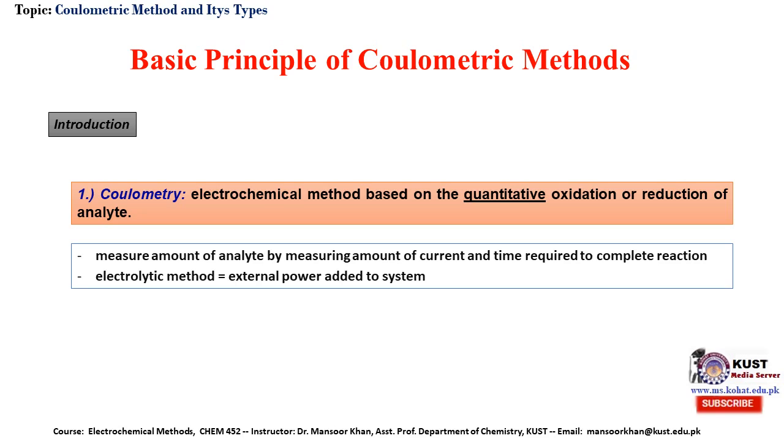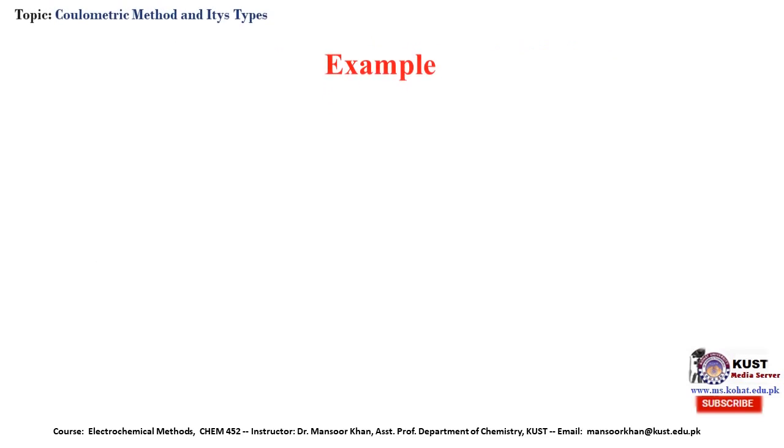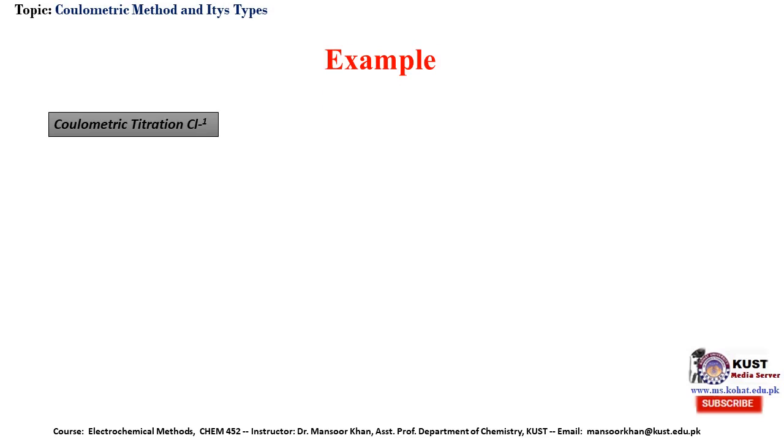An electrolytic method uses external power added to the system. So the amount of current added to the system is the basis for quantitative analysis. It means if the amount of analyte is greater, a high amount of external current will be required, and if a low amount of current is required, it means that the concentration or total amount of the analyte to be determined is low.